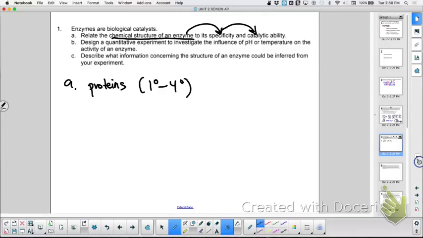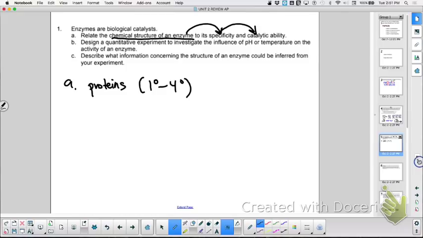What's primary structure? Sequence of amino acids. What's the secondary structure? Either an alpha helix or a beta pleated sheet. And that is not dependent on R groups, right? That's just the carboxyl and the amino group. Tertiary structure is the folding pattern imposed upon the secondary structure due to the R groups. Quaternary structure is more than one chain, right?